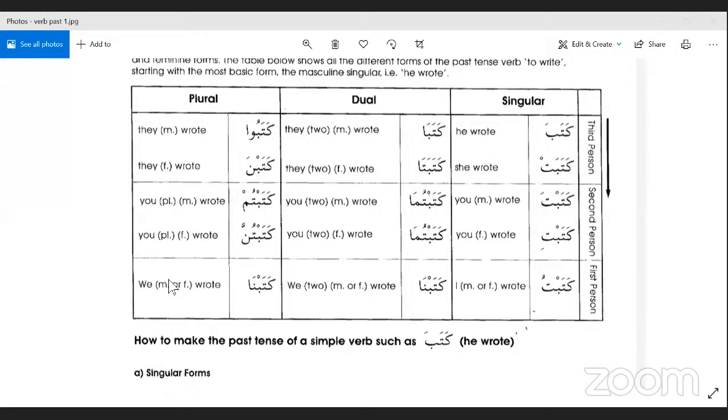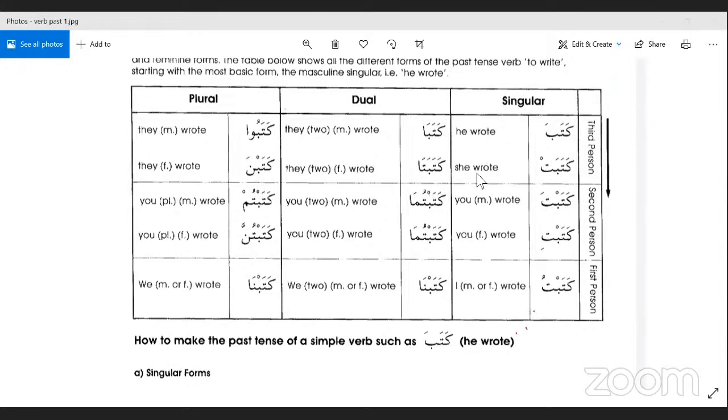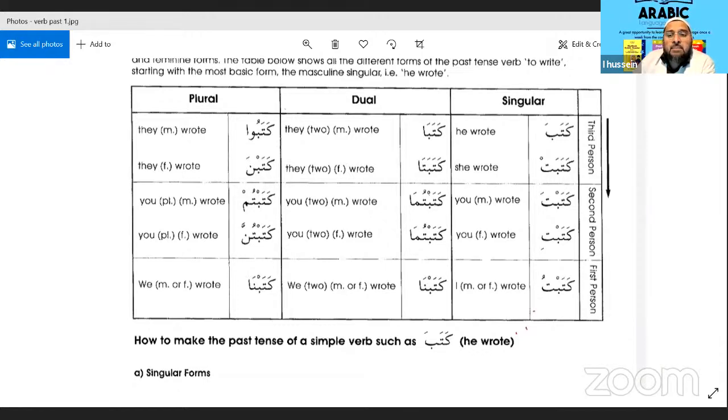Dafa'a, he pushed. Dafa'u, more than two pushed. Dafa'at, she pushed. Dafa'na, more than two females pushed. Dafa'ata, more than two females pushed. The other meaning is he paid as well. Dafa'a also means to pay.